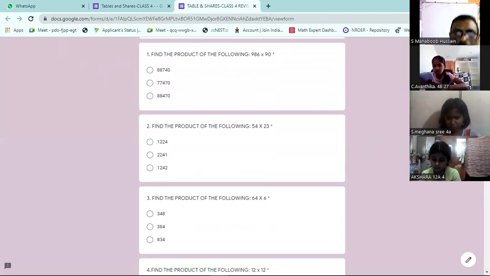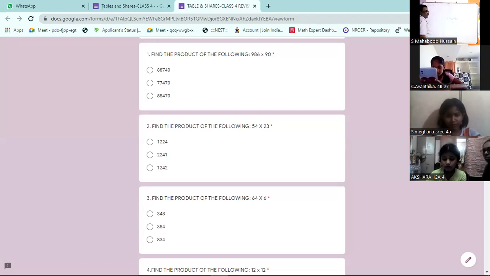986 into 90. Multiply with 9 first. 9 6s are 54. 5 will be there. 9 8s are 72. 72 and 5 will be 77. 7 is there. 9 9s are 81. 81 plus 7 is 88. So 88.